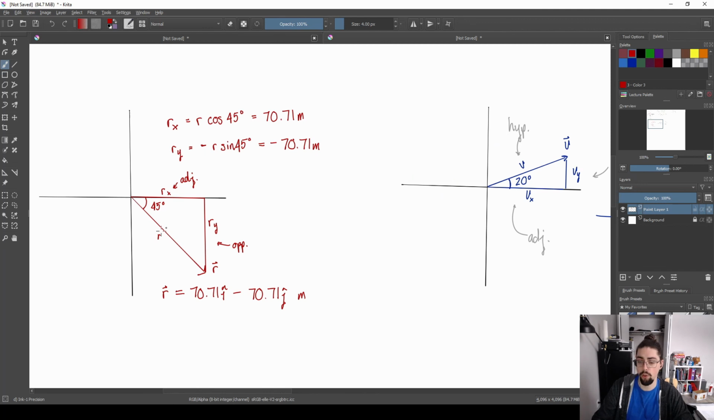R being the hypotenuse that we were given, R would have been equal to 100 meters.